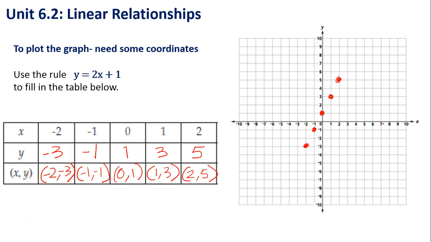You can see they're all in a straight line, as you'd expect for a linear graph. So we can draw a line right through all those points to represent that linear relationship. This line is the graph of y equals 2x plus 1. Any point on this line gives us two pieces of information, a y coordinate and an x coordinate. It doesn't matter where it is on the graph, it gives us an x and a y, and they all fit that rule, y equals 2x plus 1.